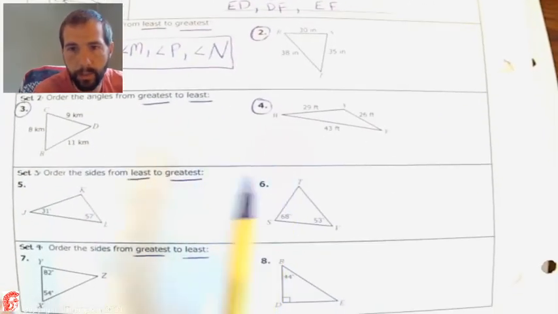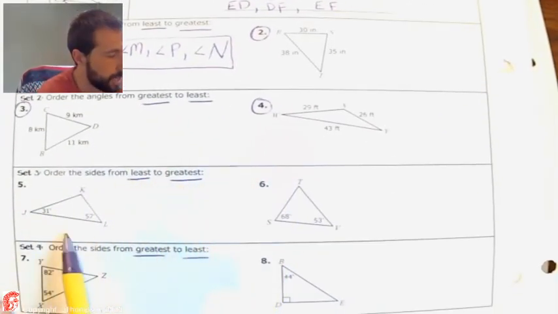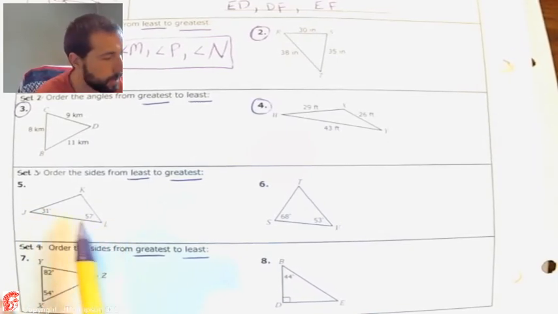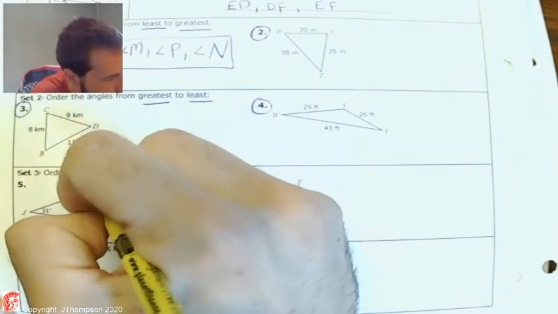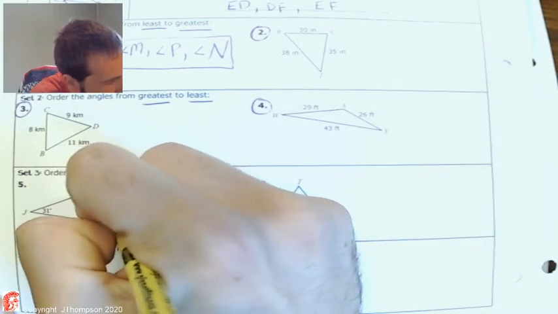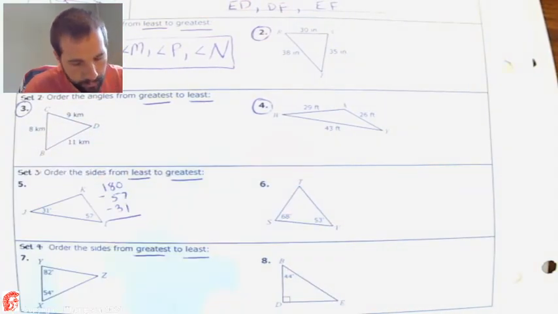All right, set 3, we're going from least to greatest as far as the sides go. So with most of these, you're going to always be missing an angle first. So they give us 2 of the angles. We don't know what angle K is. So we can just do a quick 180 minus 57 minus 31. And you get 92 degrees.